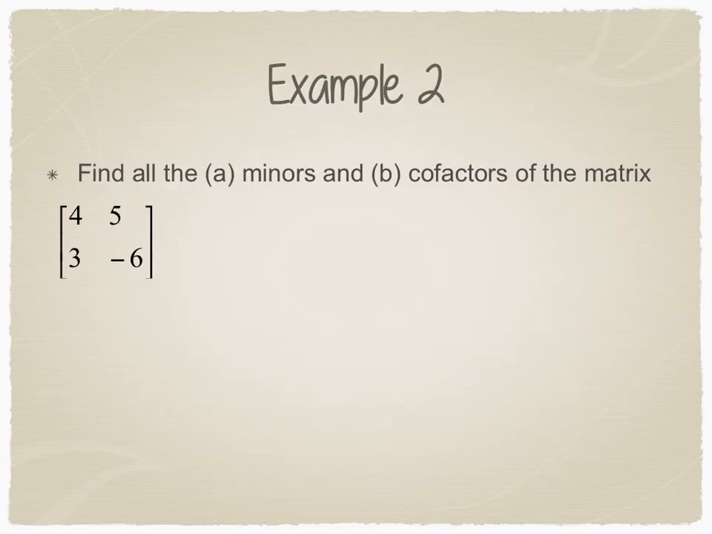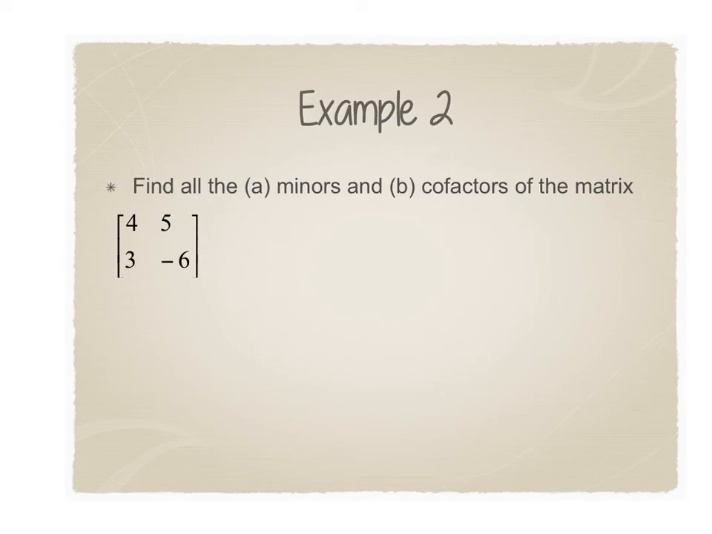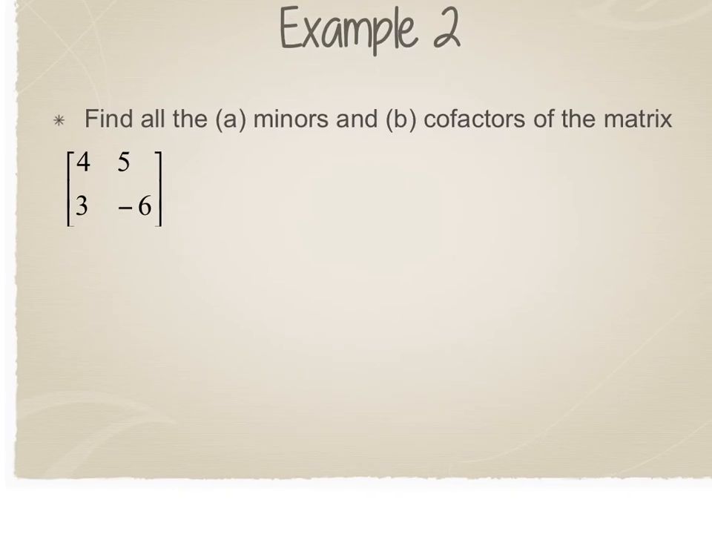All right, this says find the A minors and B cofactors. So for A, the minors, I'm going to do minor 1, 1, minor 1, 2, minor 2, 1, minor 2, 2.